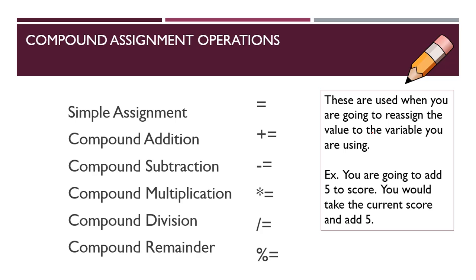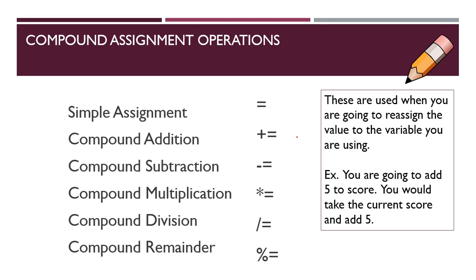Now, there are compound assignment operators that we can use very commonly. So you have your simple assignment, and then you have this compound addition. This is super useful in regards to less typing, because we're lazy by nature, right? We're programmers. We like to be lazy. So these compound operators allow you to change the value and then reassign it to the variable you're using.